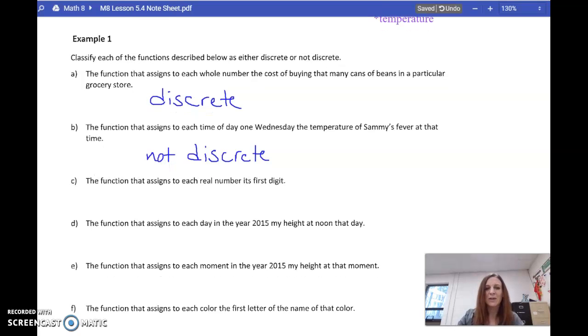A function that assigns to each real number its first digit. Well, if it's a real number, real numbers include all fractions, all decimals, all ratios, basically all the numbers that you know. Okay, there's real numbers, there's not real numbers. So we're gonna say not discrete.